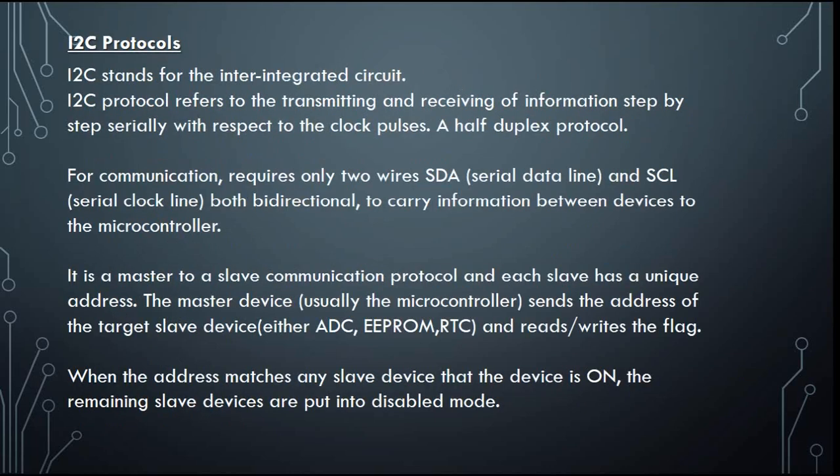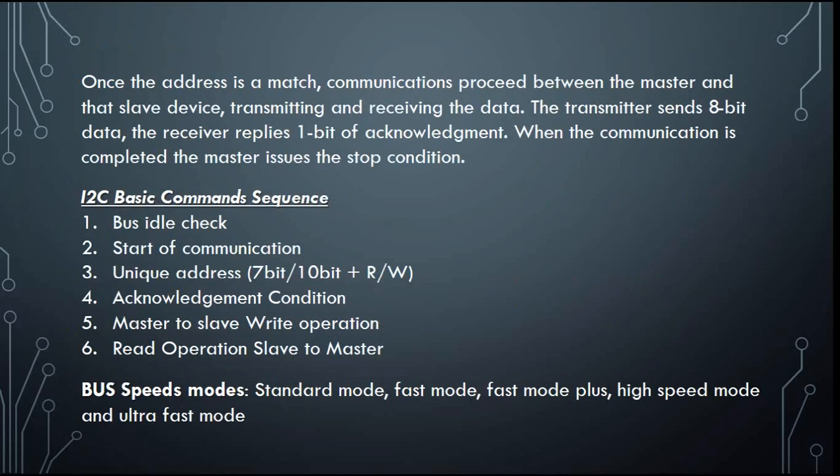So how is the process? When the address matches a slave device, the remaining slave devices are put into disabled mode. Once the address is a match, communication proceeds between the master and the slave device, and it starts transmitting and receiving data. The I2C basic command sequence involves six steps: a bus idle check, start communication, unique address, acknowledgement condition, master to slave write operation, and read operation, slave to master.